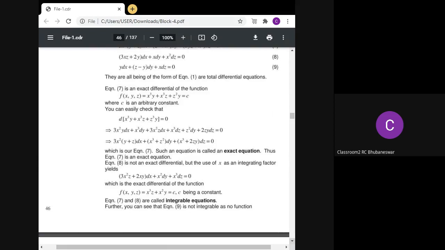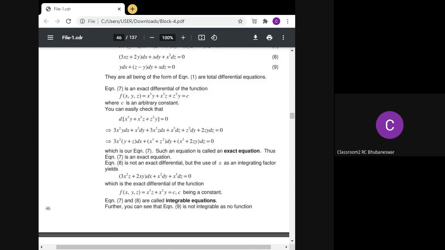Here an example is given. Look at equation number 7. It is x^3 y plus x^3 z plus z^2 y equals c. So clearly this is a one parameter family of curves. Now after differentiating both sides, we will get a differential equation. Look at the last expression. This expression is clearly a total differential equation.